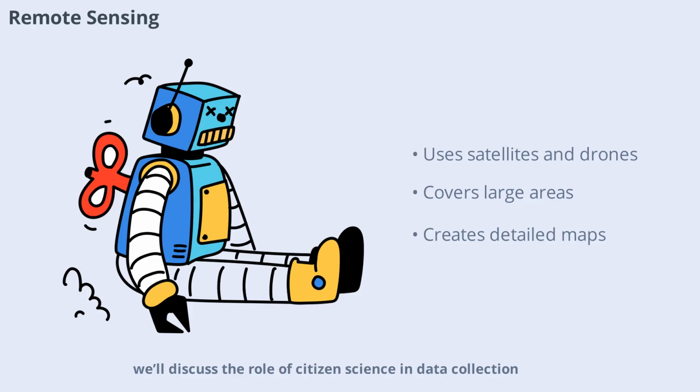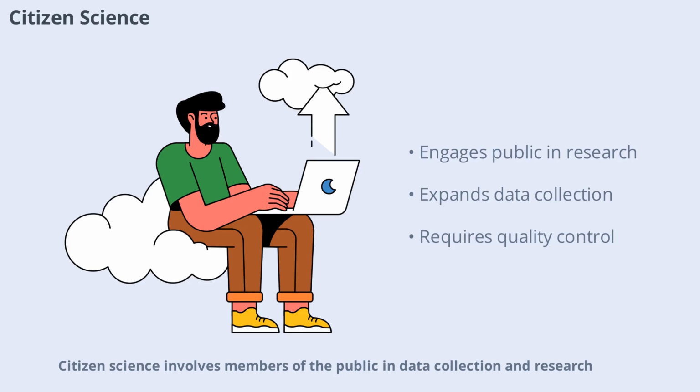Next, we'll discuss the role of citizen science in data collection. Citizen science involves members of the public in data collection and research. Volunteers might count birds, monitor water quality, or record weather observations. This approach expands the reach of scientific studies and engages communities in the research process. Data collected by citizen scientists can be valuable for tracking trends and identifying changes in the environment. However, researchers must provide clear instructions and quality control to ensure data reliability.